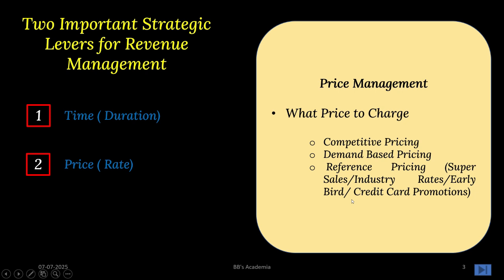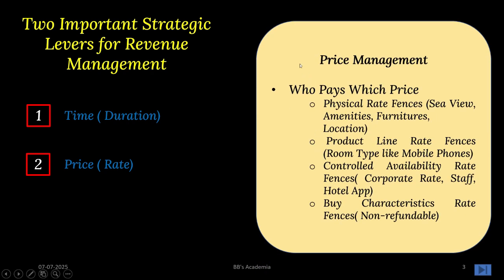Early bird price: suppose we are giving 30 days time with it. If you book the room 30 days before, you will get so much discount. So that is also an early bird price rate we can fix. Similarly, the credit card promotions. So these are the options we can adopt to price. We have different prices for different rooms and different strategies. Okay.